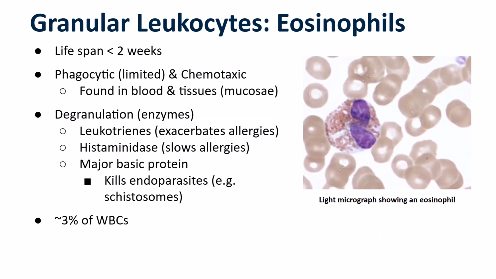Another granular leukocyte is an eosinophil. Eosinophils typically appear a little more pink than your average leukocyte. They live for about 2 weeks. They have limited ability of phagocytosis, but they do have chemotaxic ability, so they can be drawn to chemical signals. They're found in the blood, but also they can leave the blood through emigration into surrounding tissues, and typically eosinophils are found in mucosae. When they degranulate, they typically degranulate enzymes.